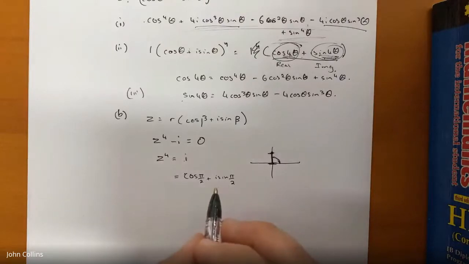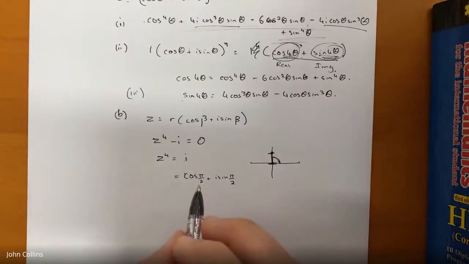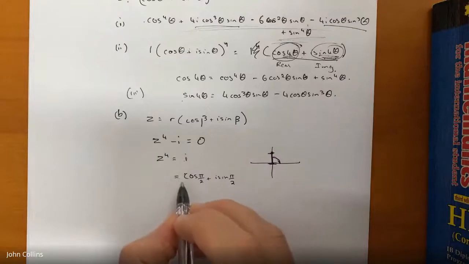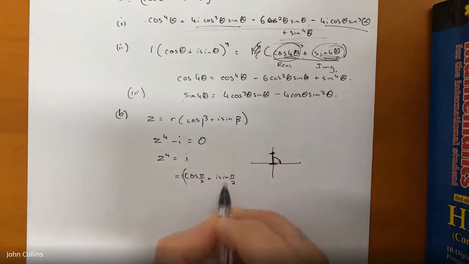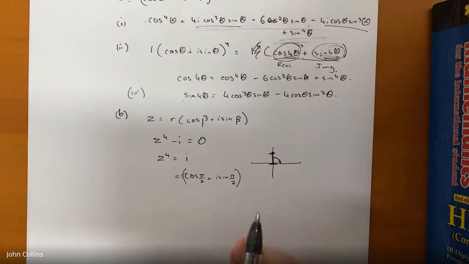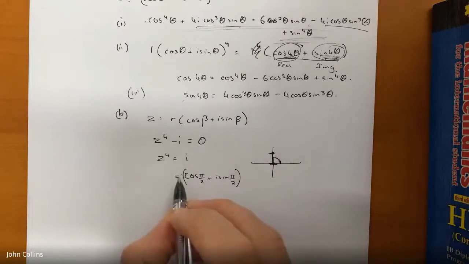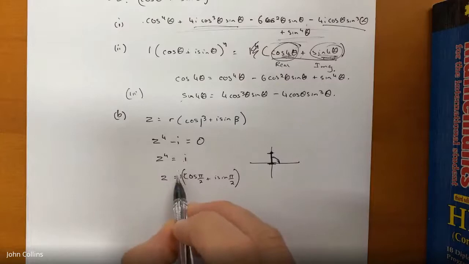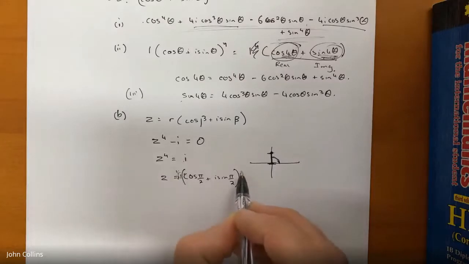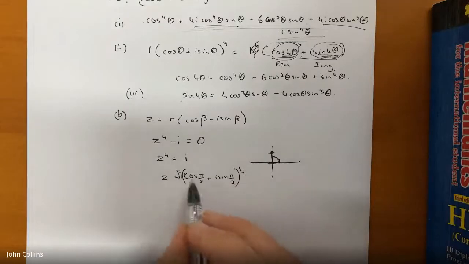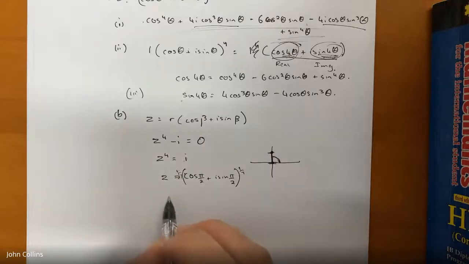Well, it would be 1 then, if you want to put 1 in front like that. And then we need to find the fourth root of that to find z. So it'll be the fourth root of that, and then you can just divide the argument by 4. Yeah, so we're looking for the fourth root of that.